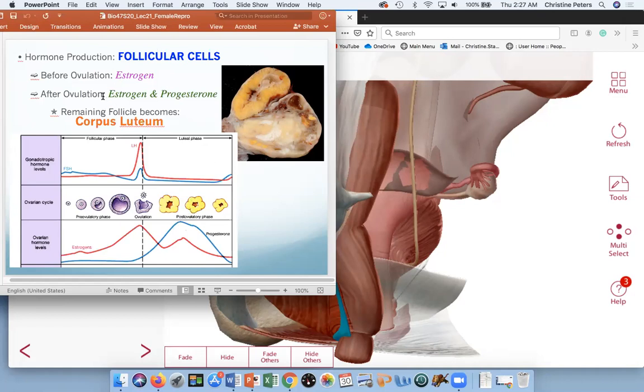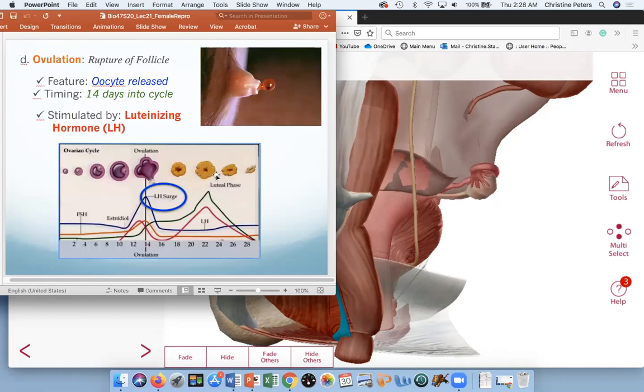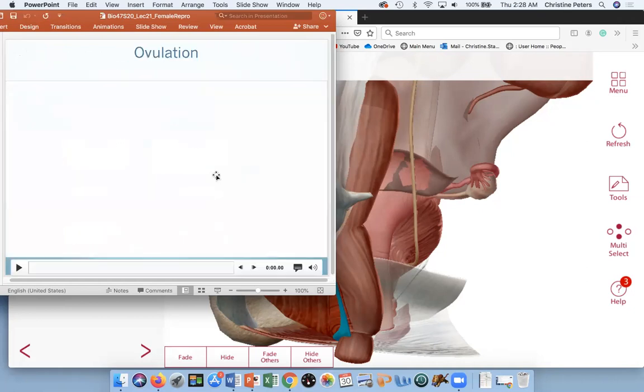So again, after ovulation, the follicular cells become a structure called the corpus luteum. That's what we see here. And they're going to make large amounts of estrogen and progesterone. And the reason it's yellow is because these are produced from cholesterol. Cholesterol is a precursor, and cholesterol kind of has that yellow coloring to it. All right, so this is a quick little video on ovulation.